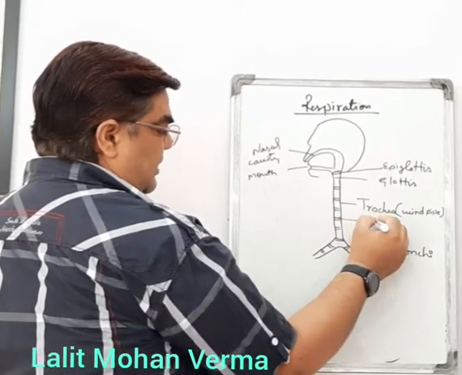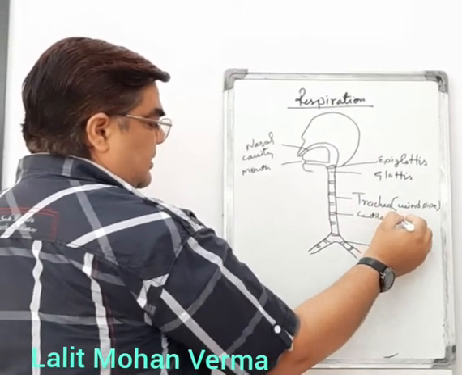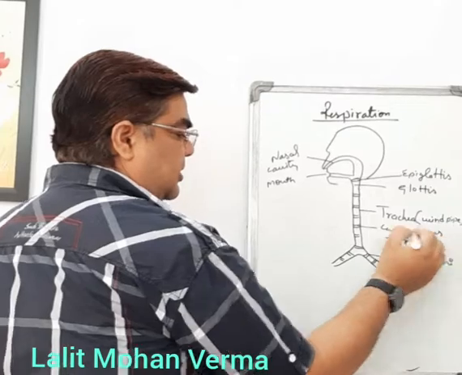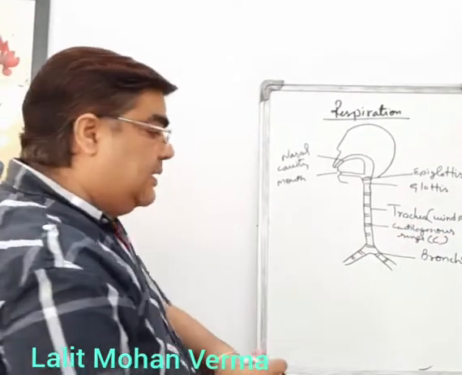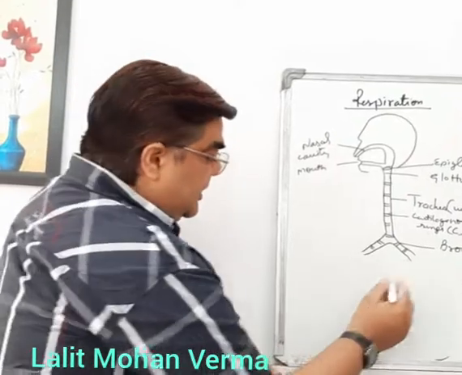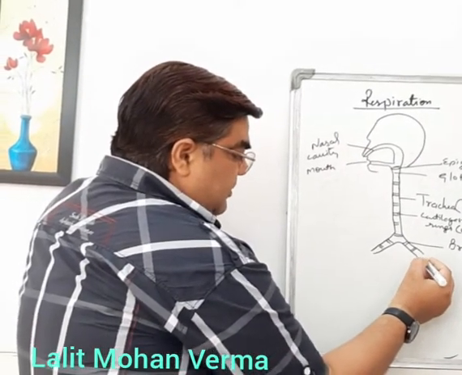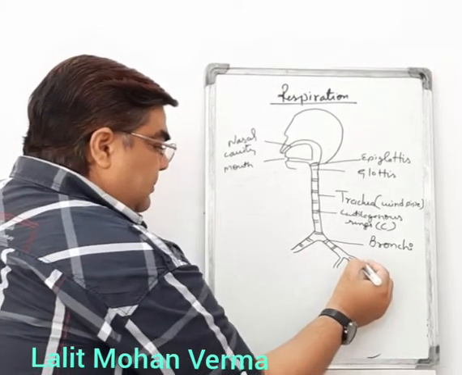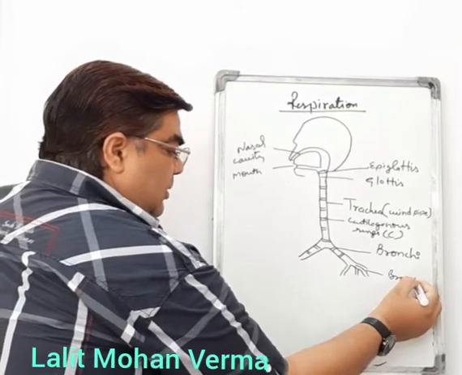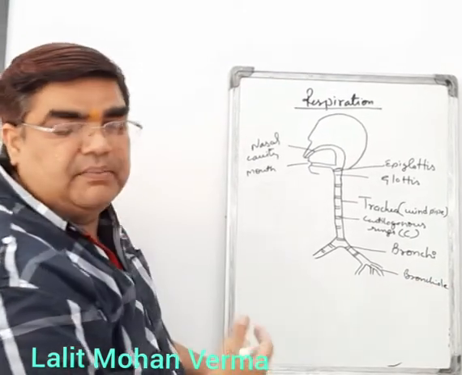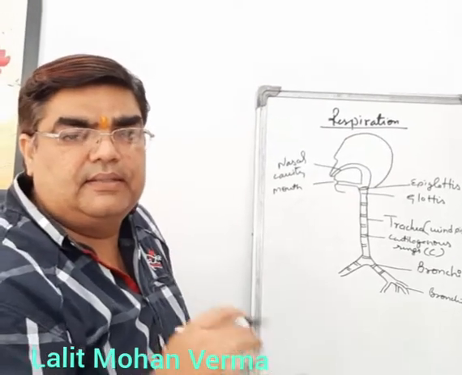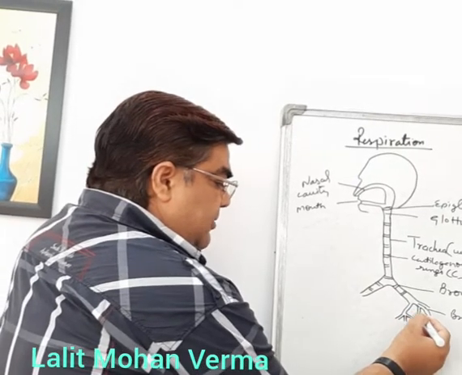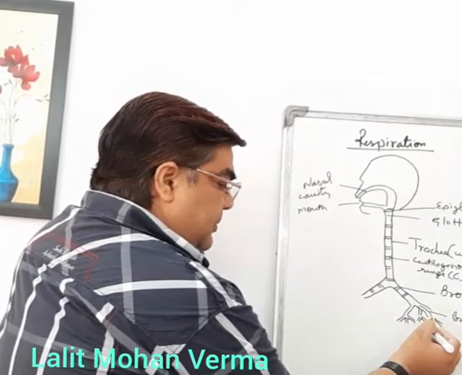These are cartilaginous ring. You know, these are C-shaped cartilaginous ring. And now these are two bronchi. Now these bronchus divide into many bronchiole: primary bronchiole, secondary bronchiole and tertiary bronchiole. So you can divide these like primary, secondary and tertiary bronchioles.